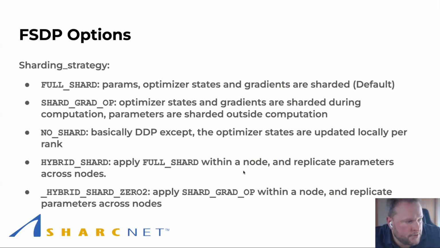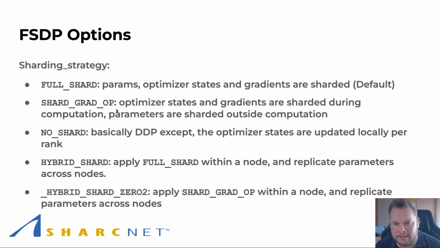So let's look at the options. A major option we need to talk about is the sharding strategy. You can go with full shard, which is the default, in which case the parameters, optimizer states, and gradients are all sharded. You can also go for the shard grad op, or shard grad operation. In that case, the optimizer states and gradients are sharded during computation, but the parameters are sharded outside of computation.